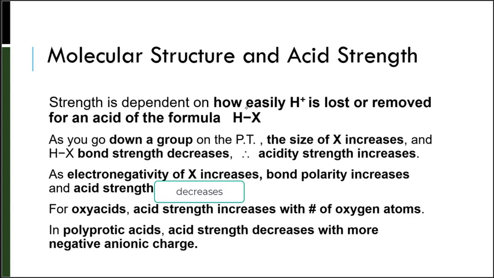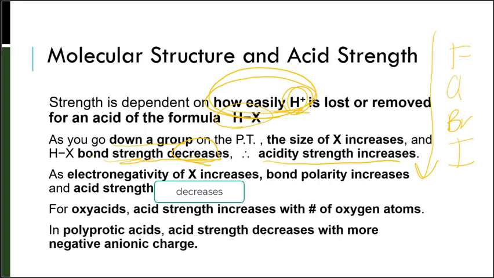Acid strength is dependent on how easily the H+ ion is lost or removed from an acid in that formula. As you go down the group in the periodic table, the size increases. For example, if I looked at the periodic table, we know fluorine is on the top right, and then chlorine, and then bromine, and then iodine. As I go down a group, my size gets bigger and the bond strength decreases. That means our acidity strength is increasing, because if that strength is decreasing, it's going to be easier to break that and remove that hydrogen ion.